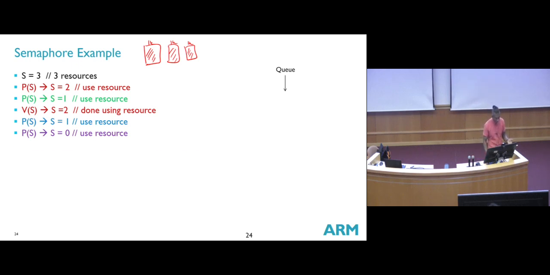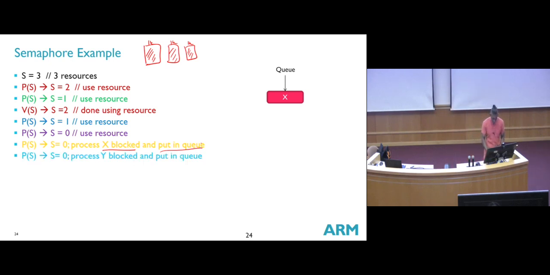Now, once the count is 0, another task comes along and says, I want this resource. But now you don't have any more resource to give, correct? So what happens? I am blocked and put in the queue. This process X is now going to be in the queue. It wants the resource, but I cannot continue without the resource, so I am put in the queue. And another task, Y, also wants the resource but there is none. So again, I am blocked and put in the queue.